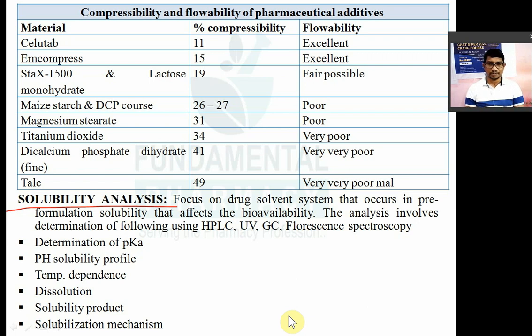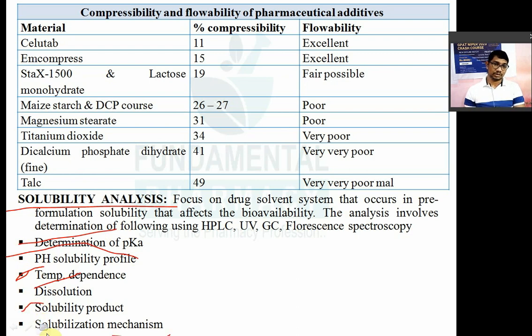The analysis involves the determination of solubility by using HPLC, UV, GC, fluorescence spectroscopy, etc. Solubility analysis will include determination of pKa, pH solubility profile, temperature dependence, the impact of temperature on the solvent, dissolution, solubility product and solubilization mechanism.